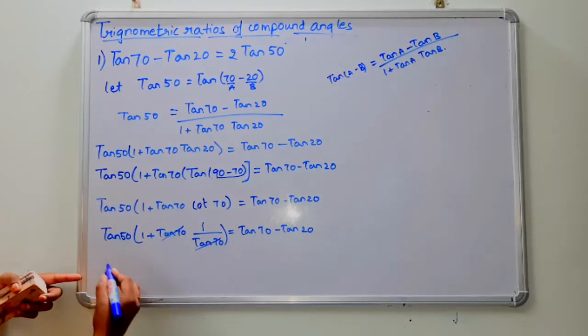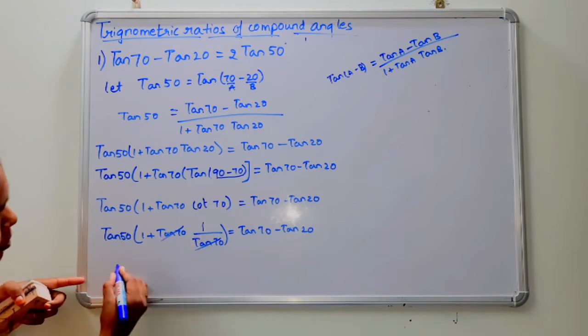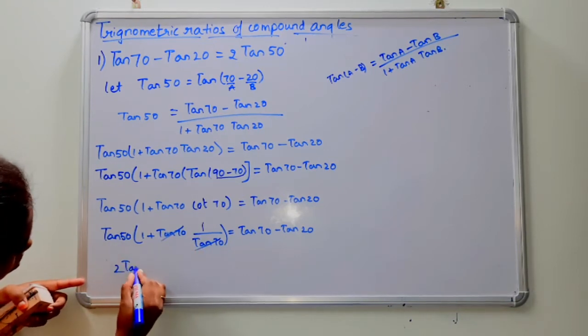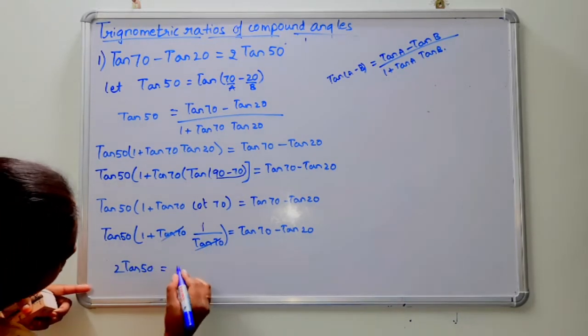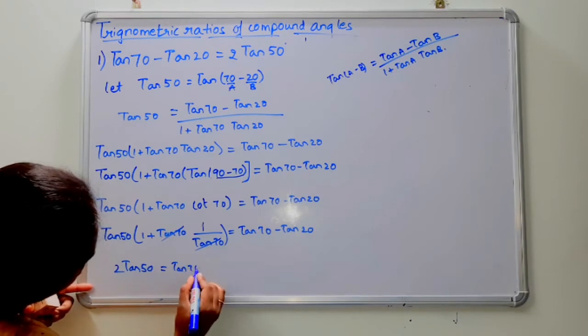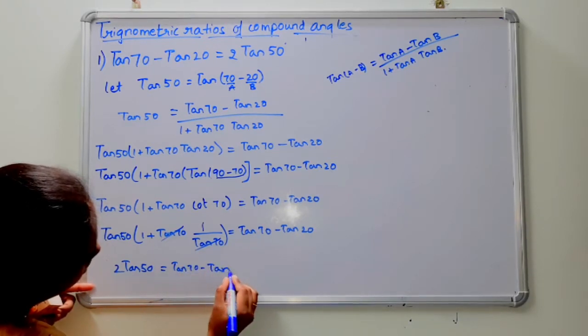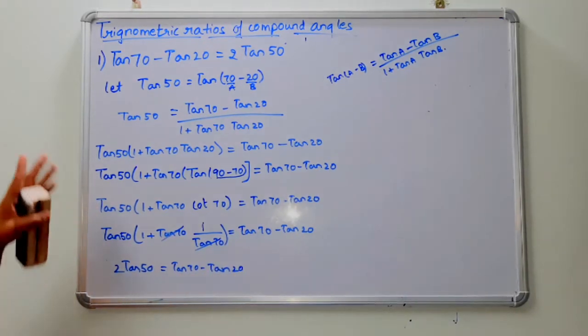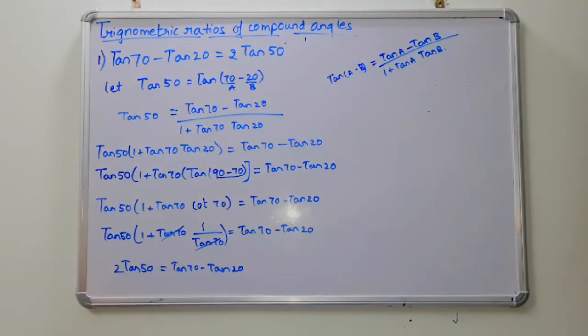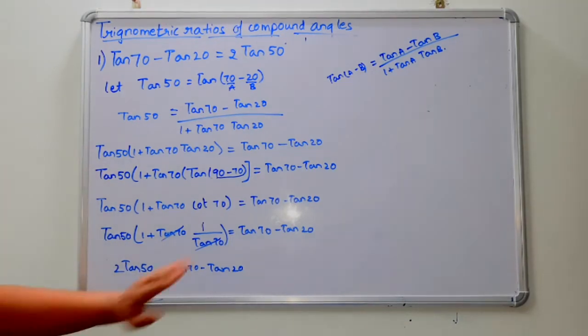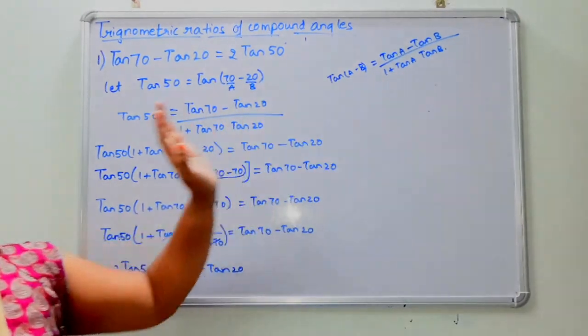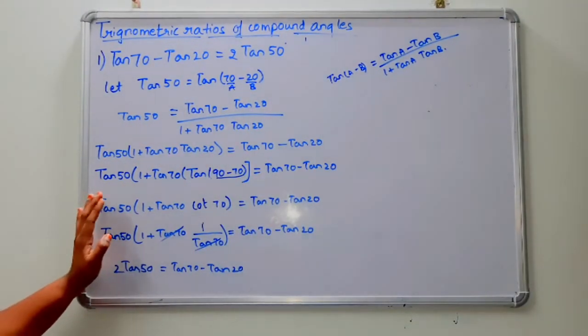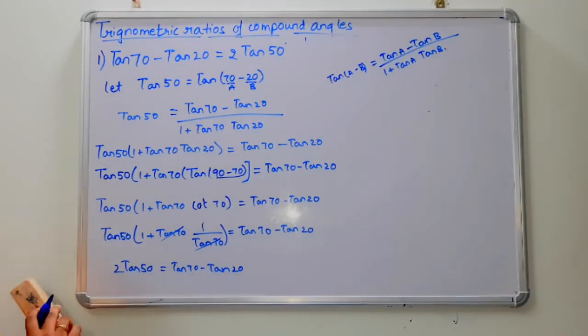Cancel tan 70 and tan 70. 1 plus 1 will become 2. So 2 tan 50 is equal to tan 70 minus tan 20. Okay? By taking the formula of tan(A minus B), we have solved this problem. Let's see another problem.